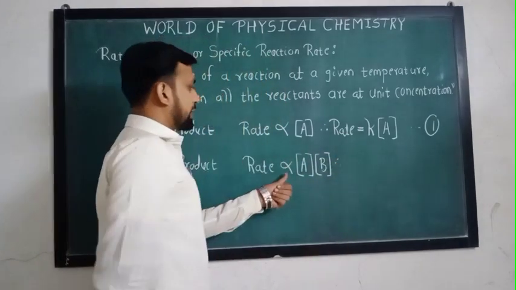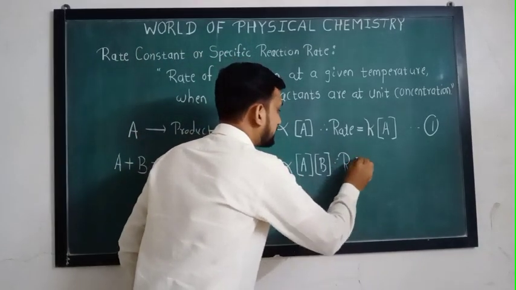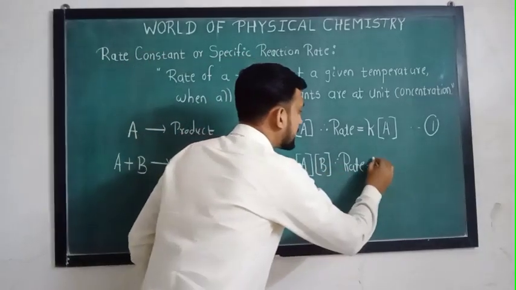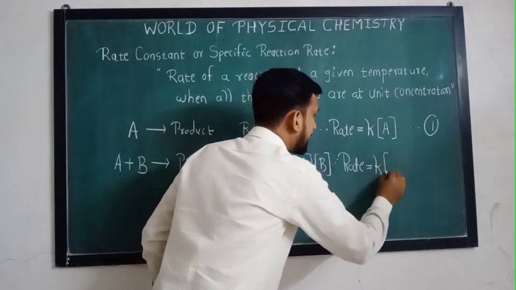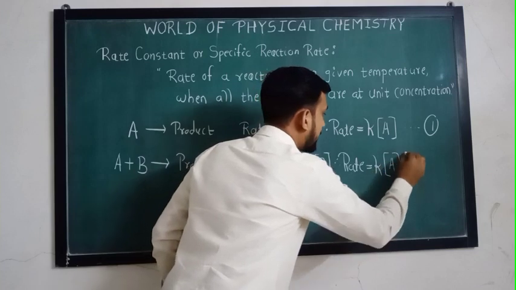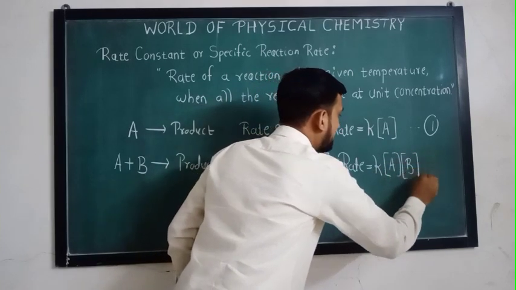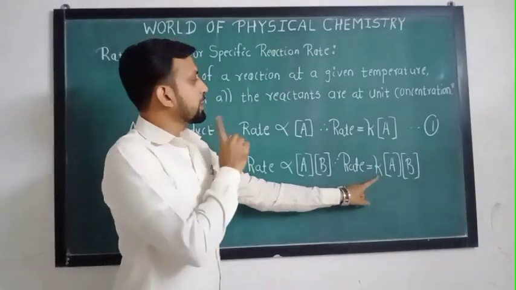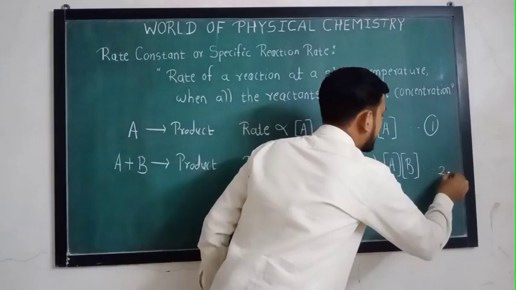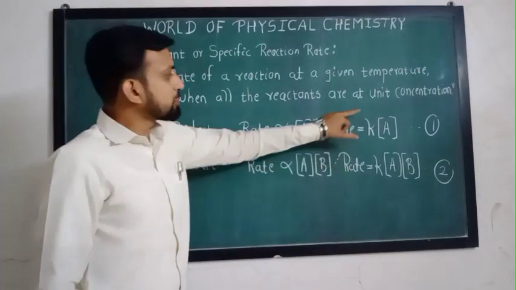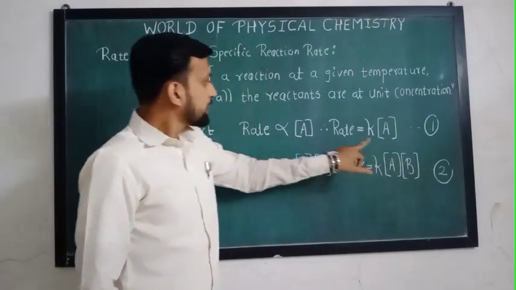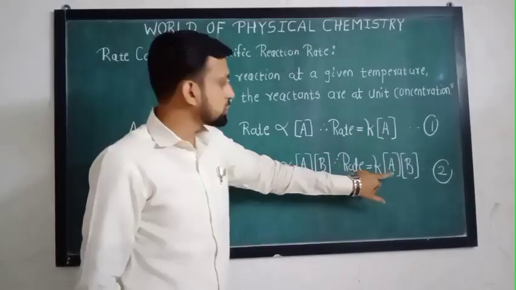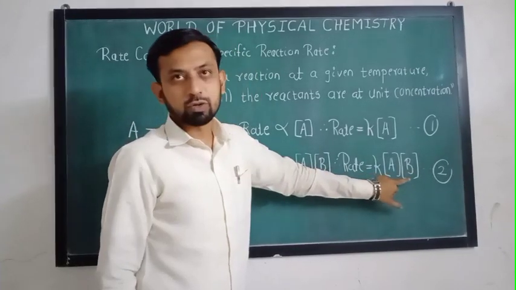Therefore, we can write now rate is equal to, replacing the proportionality sign with equal, again considering some constant, here K, into concentration of A into concentration of B, where K is the proportionality constant, which we further call the rate constant of a chemical reaction. Equation number 2. That is, from expression 1 and expression 2, rate is equal to K into concentration of A, and rate is equal to K into concentration of A into concentration of B.